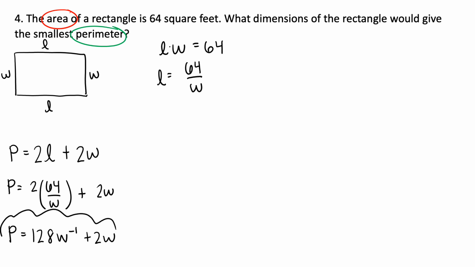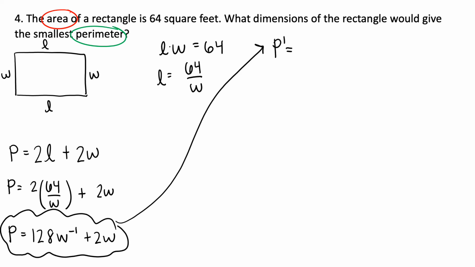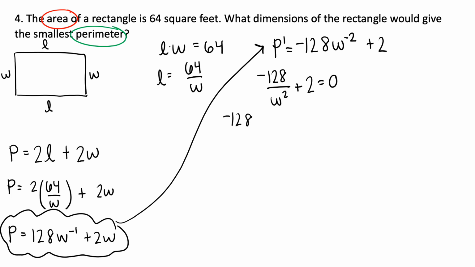Now that we have our perimeter equation, let's go ahead and take our derivative. So we have P prime equals, bringing that negative in front, negative 128 w to the negative 2 plus 2. When we set this equal to 0, I'm going to move that w back down to the denominator. So negative 128 over w squared plus 2 equals 0. Negative 128 over w squared equals negative 2. Let's divide by negative 2 and multiply by w squared. So switching this all around, we get w squared equals negative 128 over negative 2.